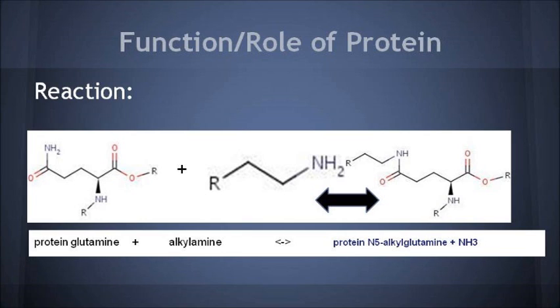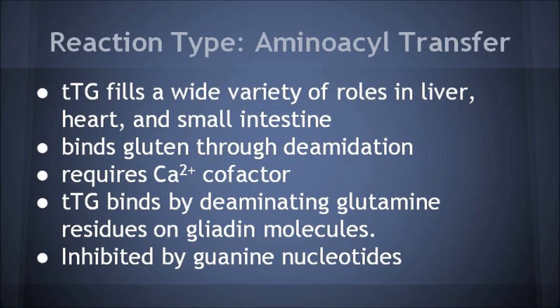The following diagram shows how tissue transglutaminase normally works in a healthy individual. The protein deamidates a glutamine residue on gliadin. Tissue transglutaminase fills a wide variety of roles in the liver, heart, and small intestine. It binds gluten through deamidation. It requires a calcium cofactor. Tissue transglutaminase binds by deamidating glutamine residues on gliadin molecules. It is also inhibited by guanine nucleotides.